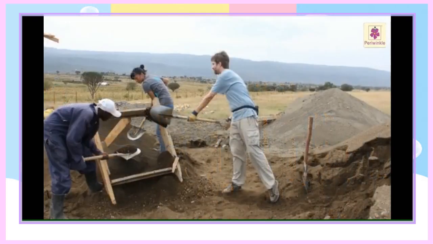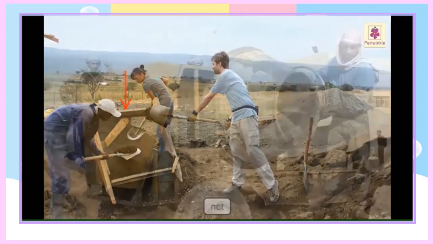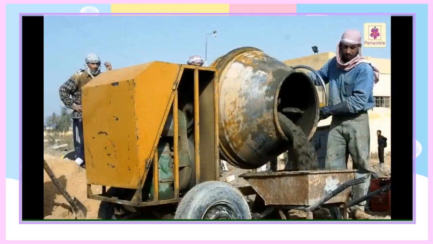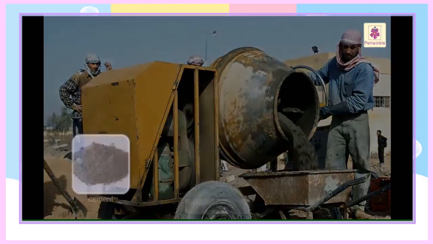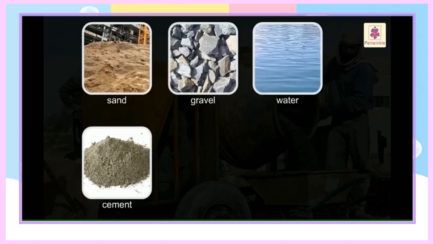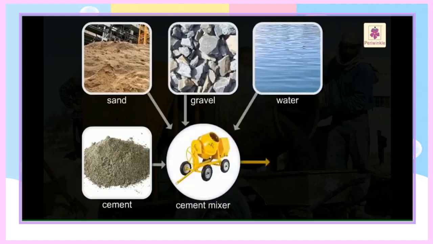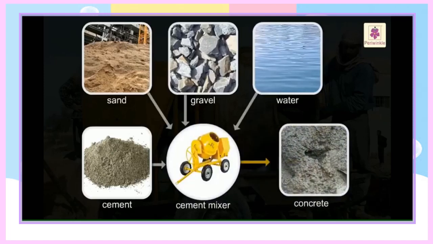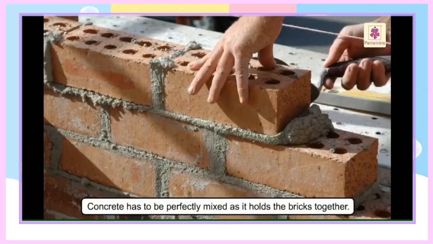For erecting a wall, a net is used to separate the sand from the impurities. Then, a huge machine called a cement mixer is used. Cement, sand, gravel, and water are mixed in this machine to get a thick mixture called concrete. This concrete has to be perfectly mixed because this is what holds the bricks together.